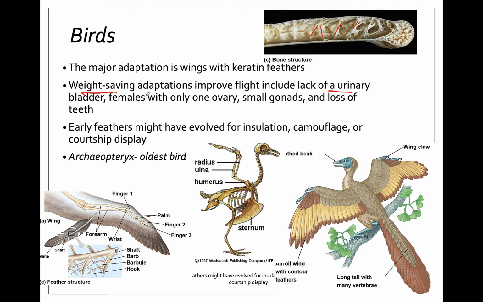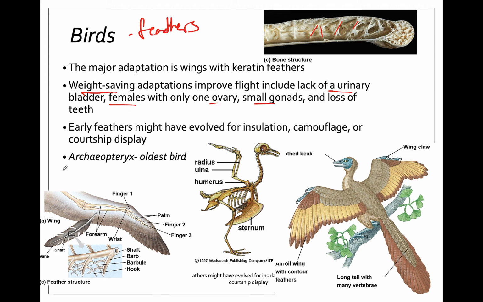They just have to go when they go. Most female birds only have one ovary instead of two. Birds are typically going to have small gonads that swell when it's mating season and then they go away. They've lost a lot of structures. So they've lost teeth, claws, a lot of things that are heavy to make them very, very light, including bone density. And one of the distinguishing characteristics of birds is that they have feathers.